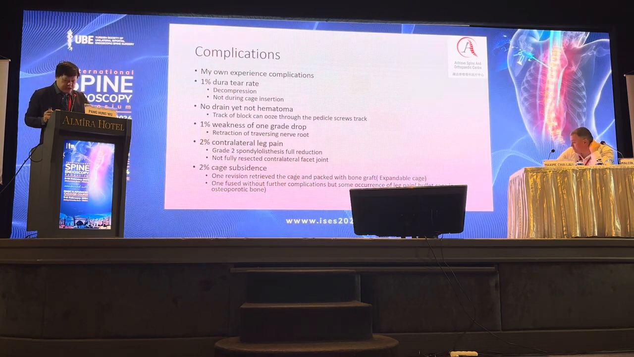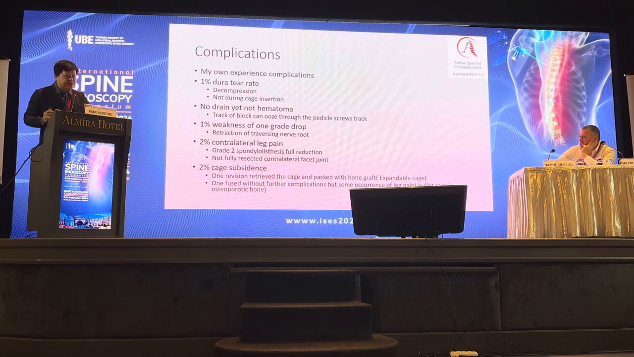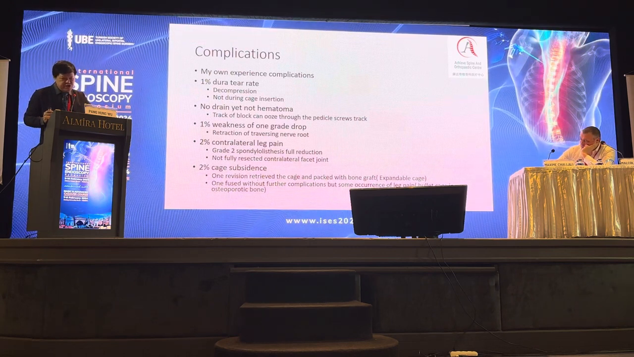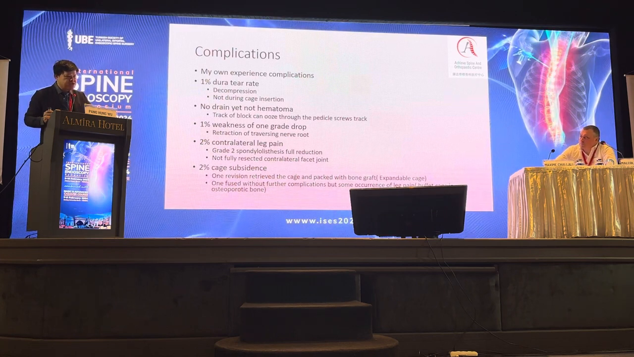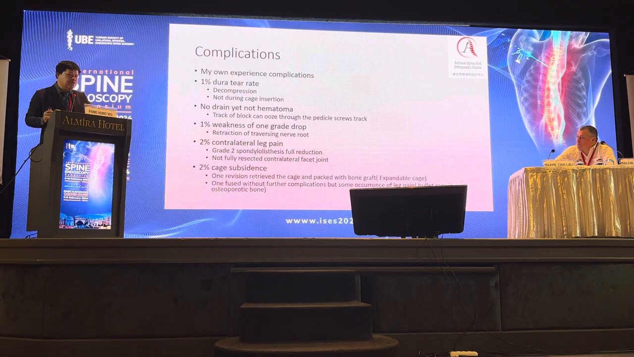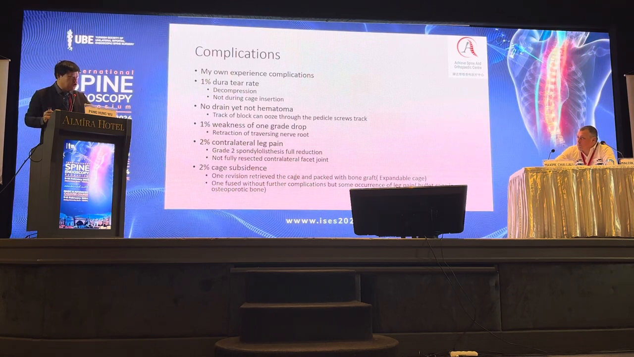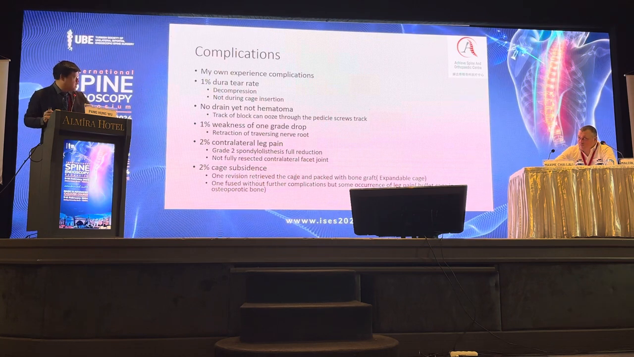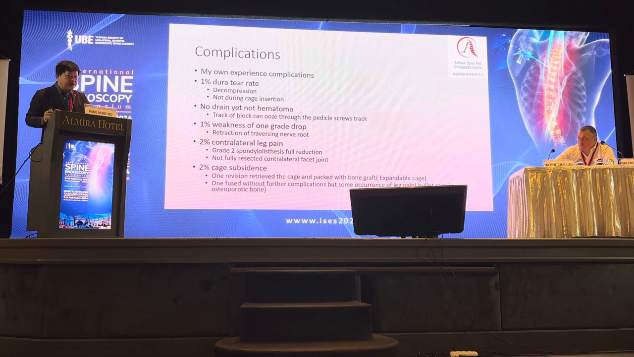I would like to highlight that if you have a patient with spondylolisthesis grade 2 and above, especially, do a very robust bilateral decompression before you put in cages to reduce it fully, because otherwise, contralaterally, they might tap on the existing nerve root on the contralateral side and hence lead to contralateral leg pain. There are cage subsidence despite our good preparation.